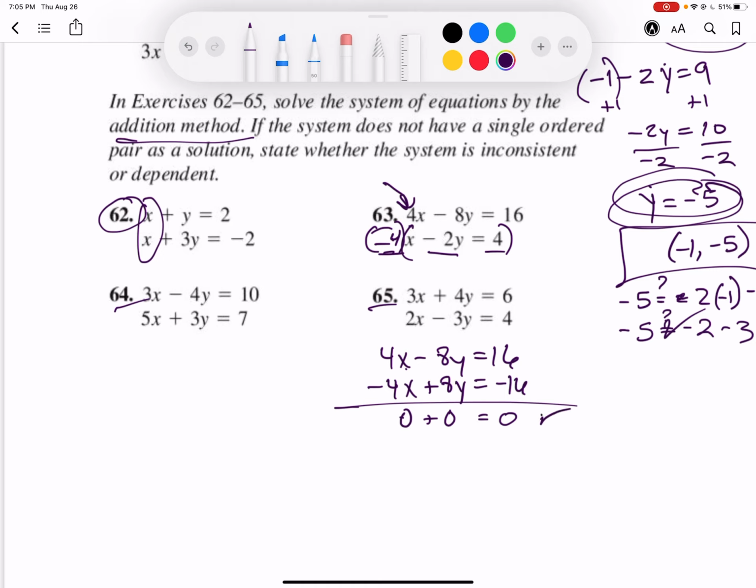So in this particular example, yes, 0 equals 0. So this system is dependent. And what you see is it's the same exact line. If we were to multiply this through by the scalar, a positive 4, you would end up with 4x minus 8y equals 16. So you'd end up with the same exact line.